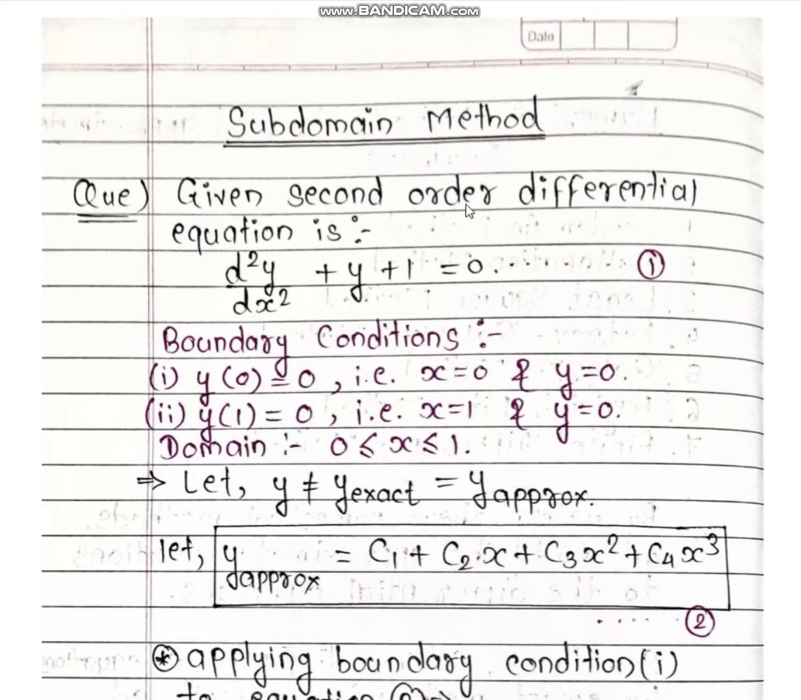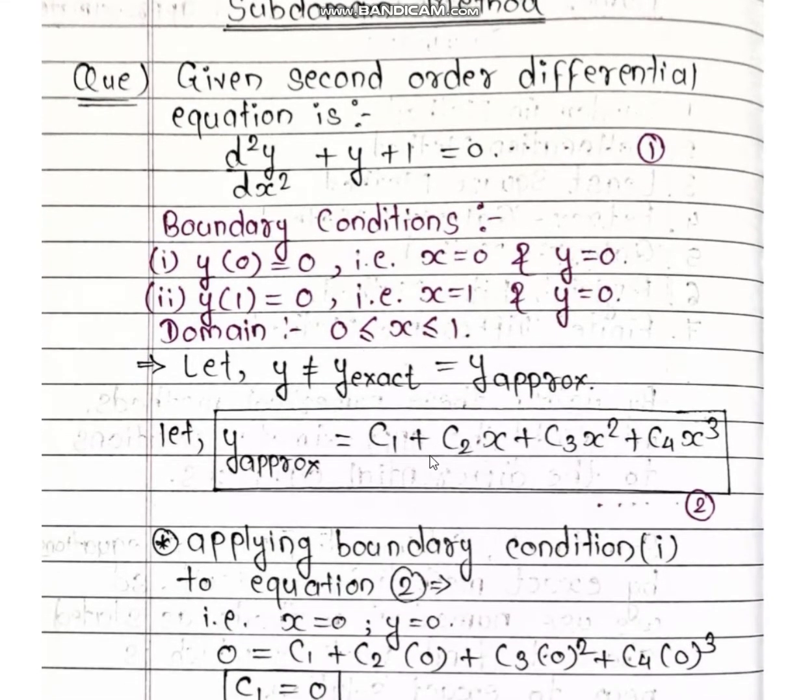On the screen you can see a given second order differential equation, which is d2y by dx square plus y plus 1 equals 0. We will name it equation number 1. There are two boundary conditions given. The first is y at x equal to 0; the interpretation is that at x equal to 0, y equals 0. The second boundary condition is y at x equals 1 is 0; the interpretation is that at x equal to 1, y equals 0. So our domain is from 0 to 1, and all the values of our solution will lie from 0 to 1.